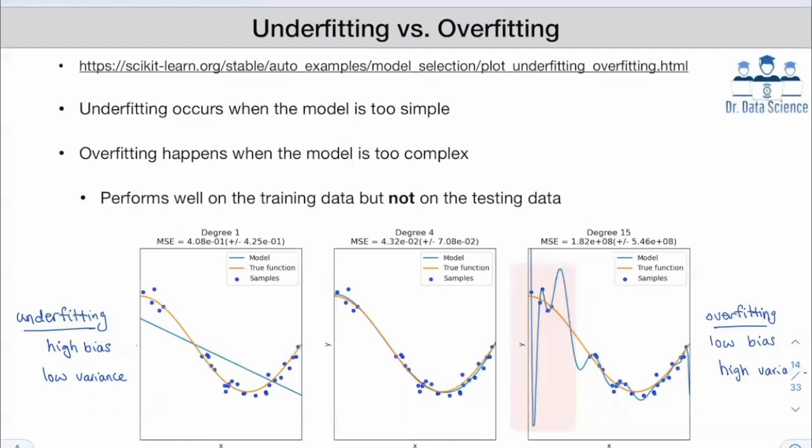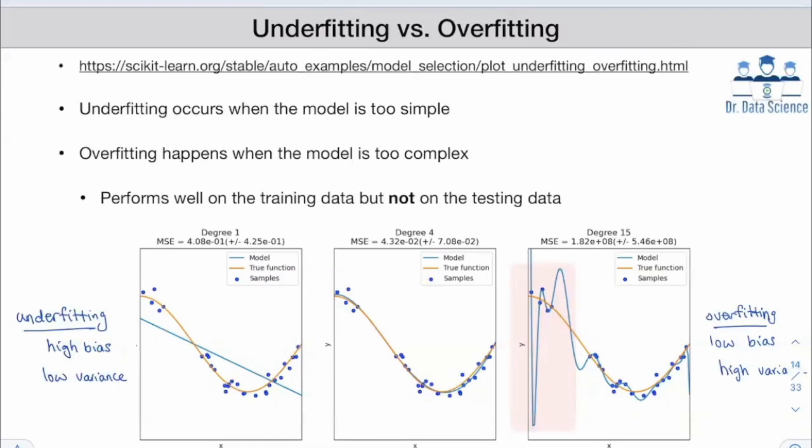If you look at the right side, where we use degree 15, you can obviously see that this predicted model, this blue curve, is too sensitive to the noise that we have in the data, right? So it does a very good job of capturing the training data points, but obviously this doesn't represent the true function or the ground truth function that we have. And that's what we call overfitting, meaning that the model is too complex for the data that we have.